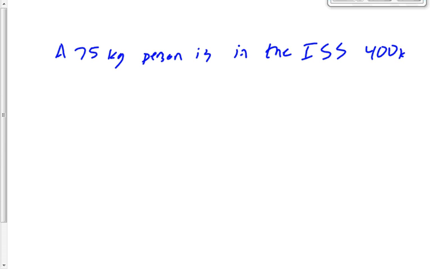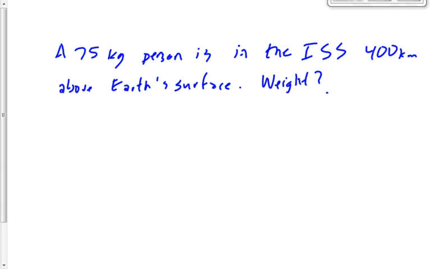All right. We did a sample problem with this on Friday, but we're going to do another quick one right now. You don't have to copy this one down if you don't want, but you can if you want as well. We're just going to say, guys, that you got a person who's 75 kilograms. A 75 kilogram person is in the International Space Station 400 kilometers above the Earth's surface. We want to find that person's weight. In other words, we want to find the force of gravity that acts on that person.